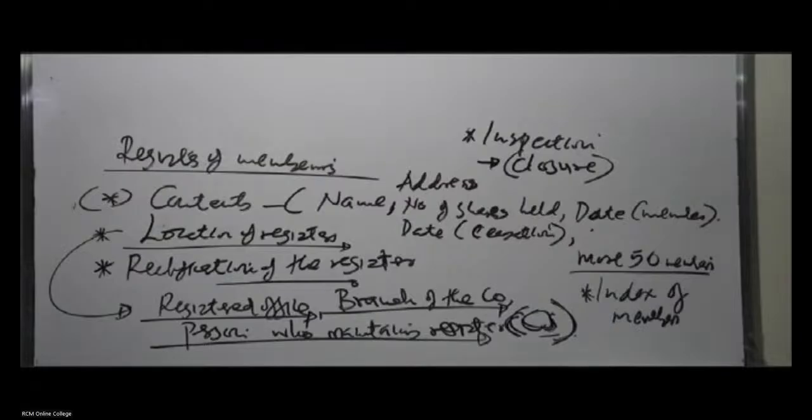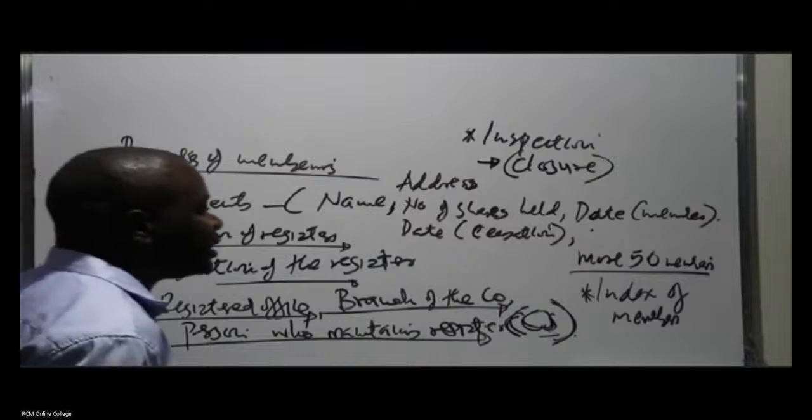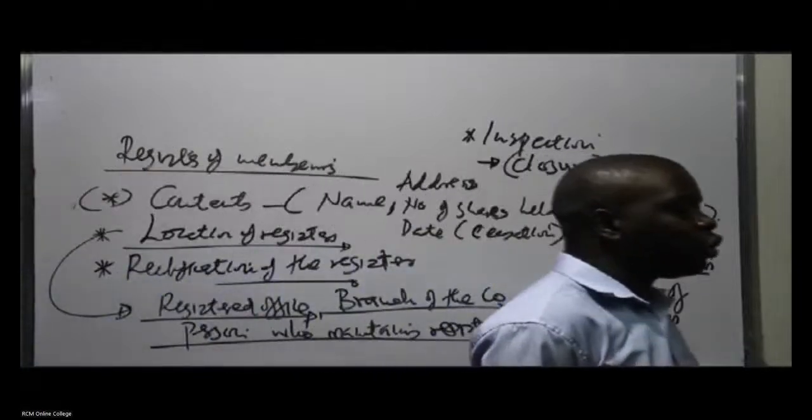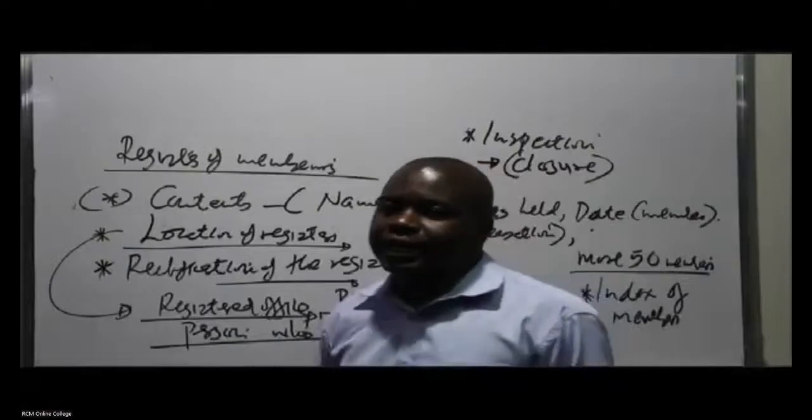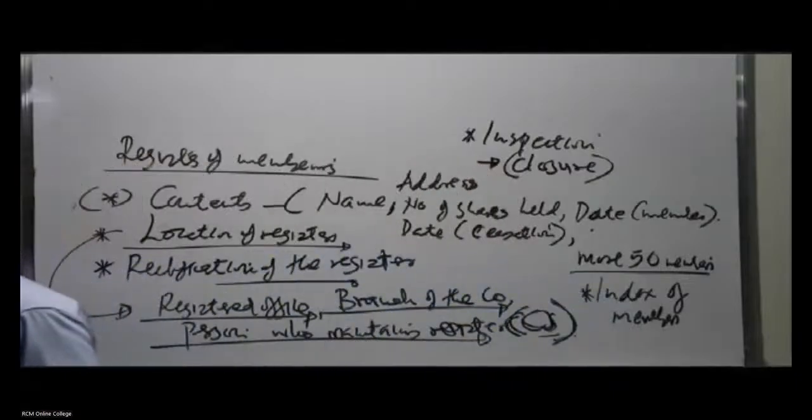So in order to hold, for example, an AGM, or they want to utilize it to declare dividends, or they want to utilize it to make a call on those who have not made a payment on any outstanding amount on their shares. So they likely close this register. It won't be open for inspection.